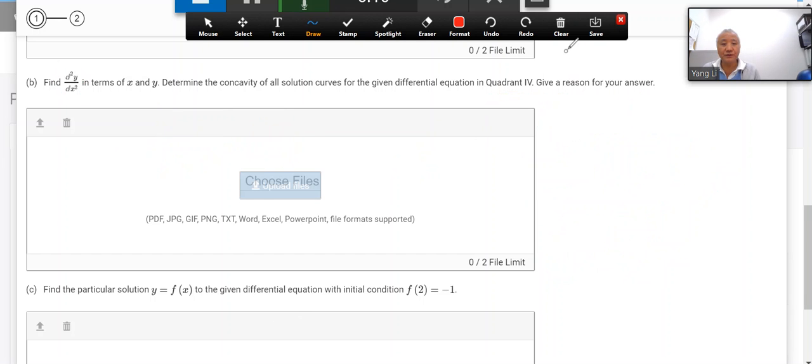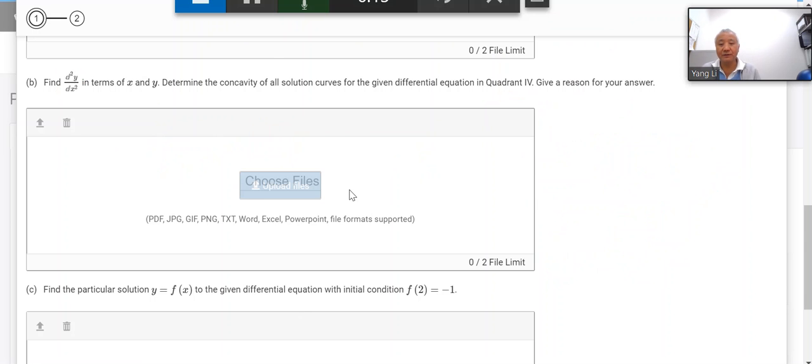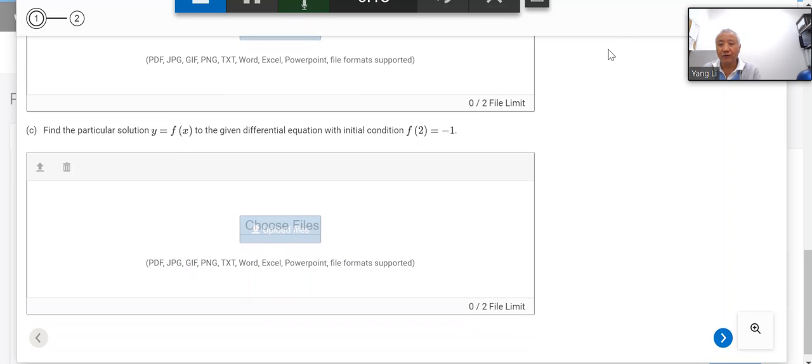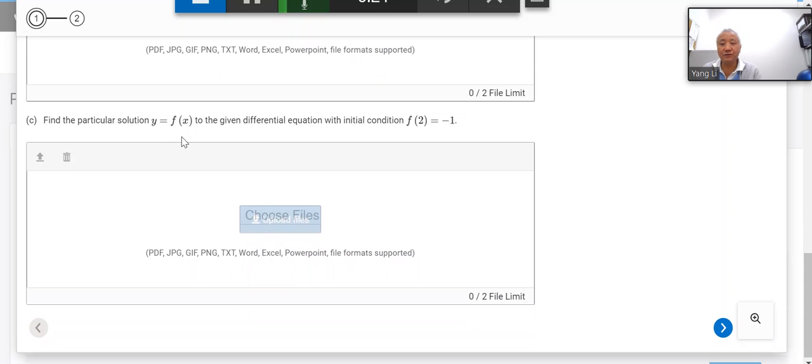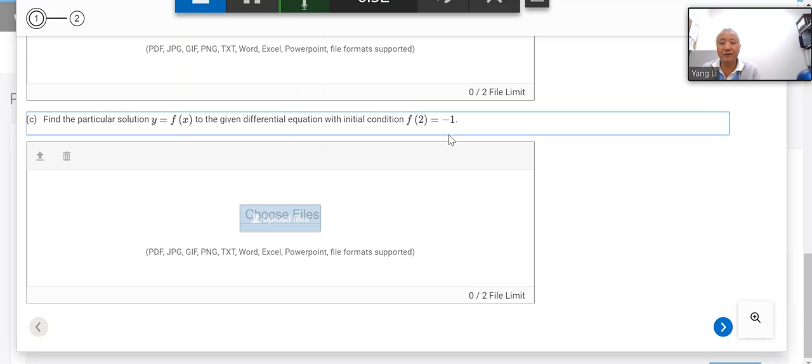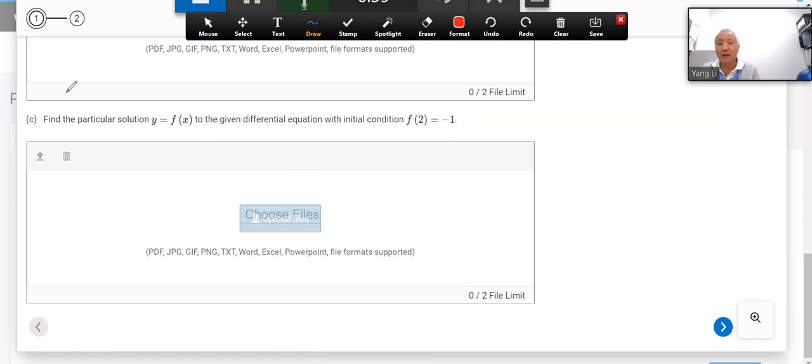So when we do part C, we need to find the particular solution y equals f(x) to the differential equation of this. So remember, we still use the formula we used, right? You got it, right? We still use the formula here. You see, we have dy/dx equals xy cubed, right? So we still have this kind of equation.